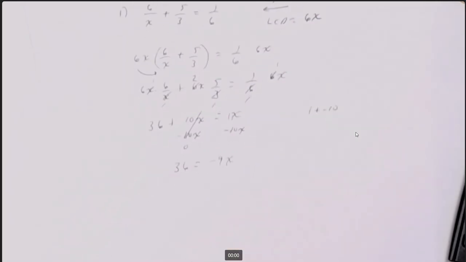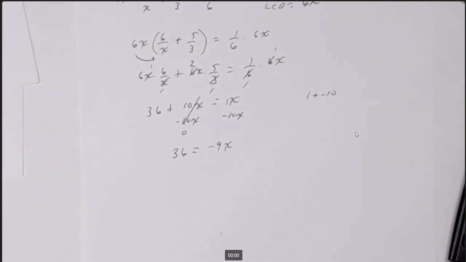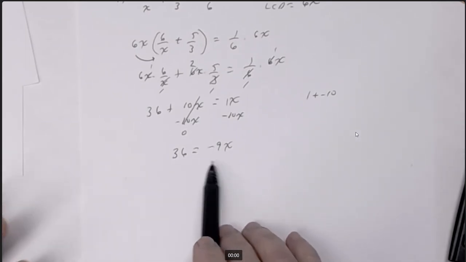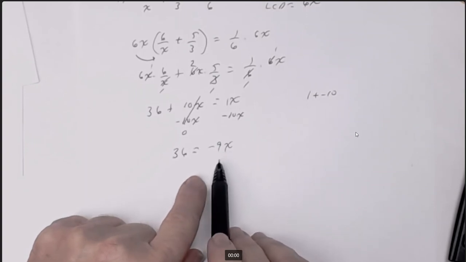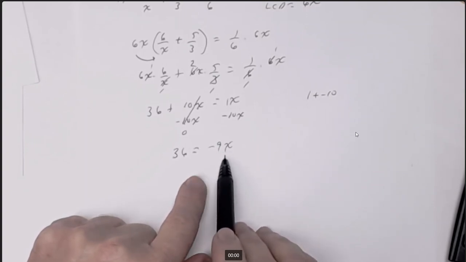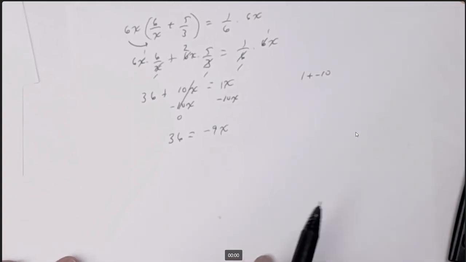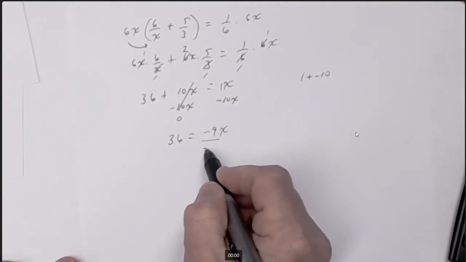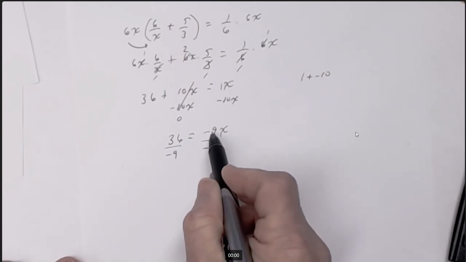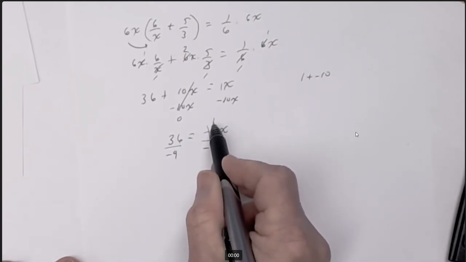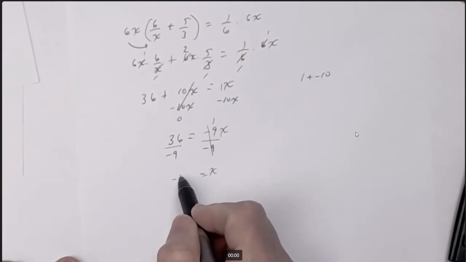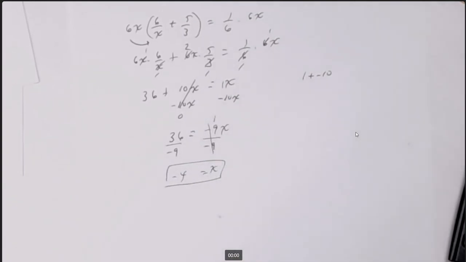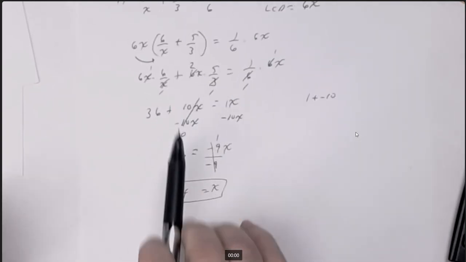Now this is where some of you messed up. Something like this was on the last worksheet. Some of you divided by 9. Are you supposed to divide by 9 or negative 9? Negative 9. You divide by the coefficient. So the coefficient is negative 9. So negative 9 divided by negative 9 is 1. 1 times x is x. Equals, and 36 divided by negative 9 is negative 4. And so there's the answer. So that's how you do that. That's very similar to something that was on the worksheet last week.